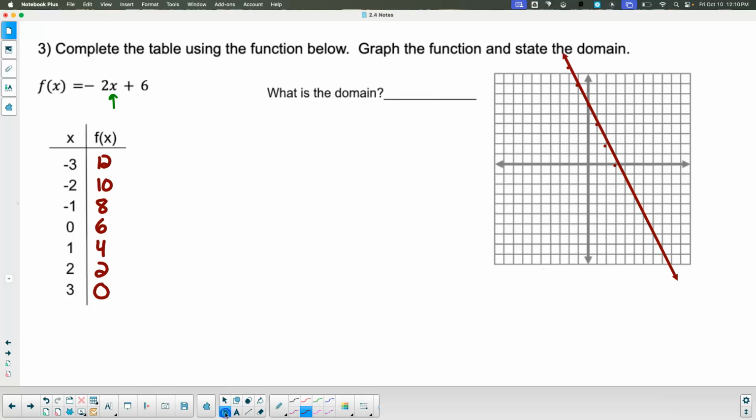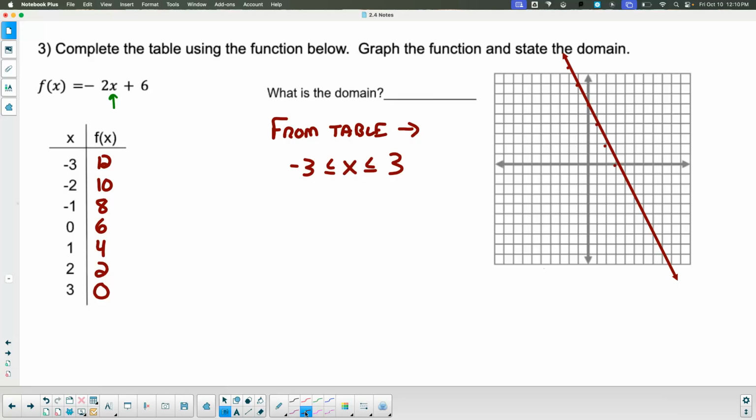If we talk about domain, we can talk about domain in 2 different ways. If we're going from the table, then our domain would be negative 3 is less than or equal to x is less than or equal to positive 3.